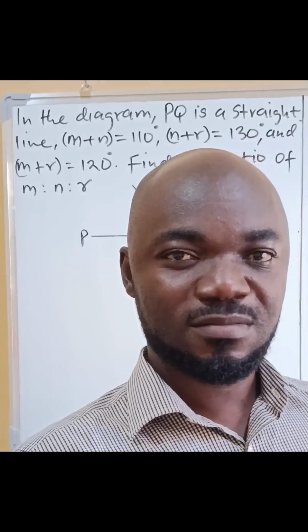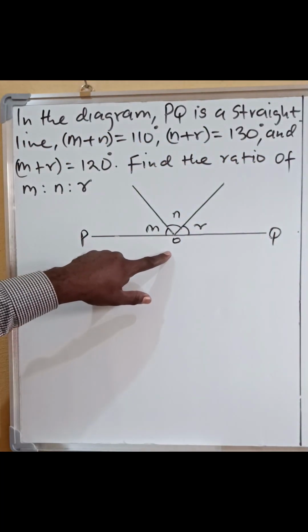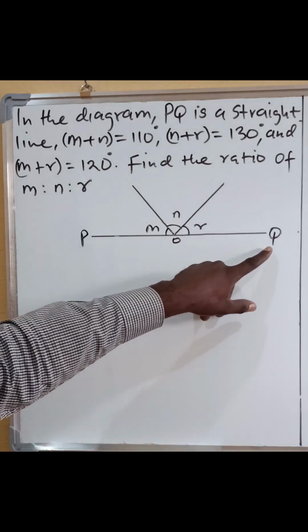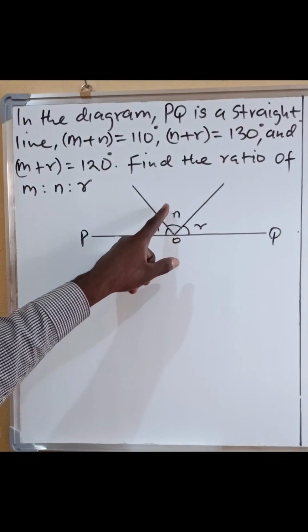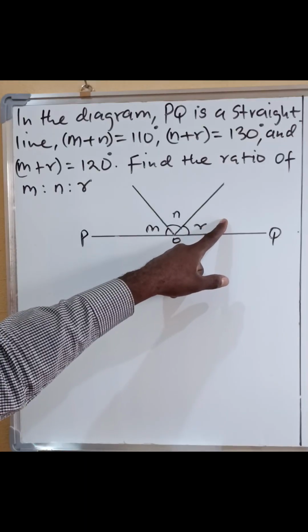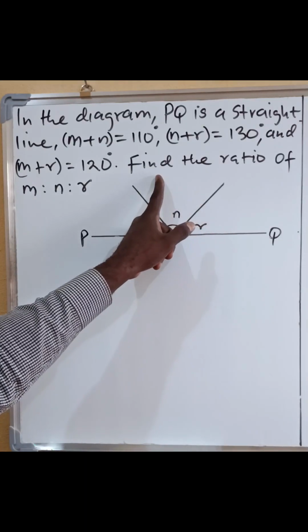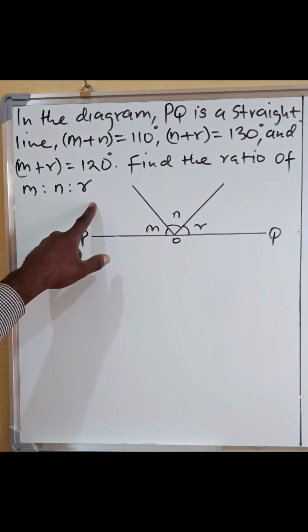Let's solve this tricky question from geometry that says in the diagram below, PQ is a straight line, M plus N is 110, N plus R is 130, and then M plus R is 120. We're asked to find the ratio of M, N, and R.